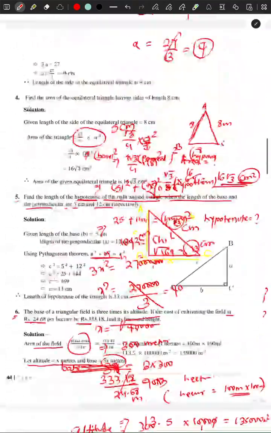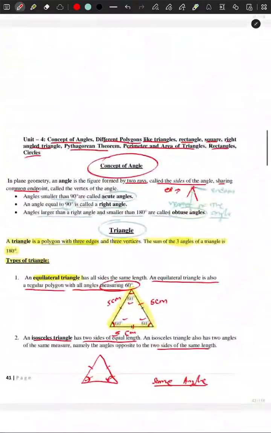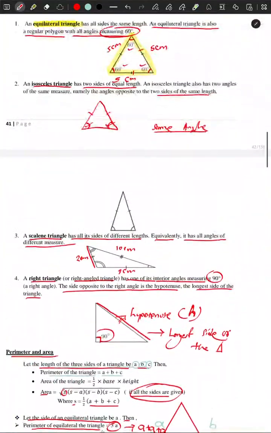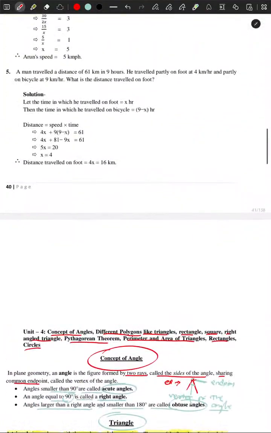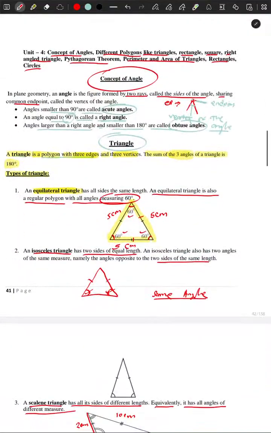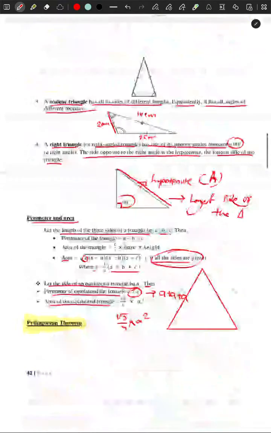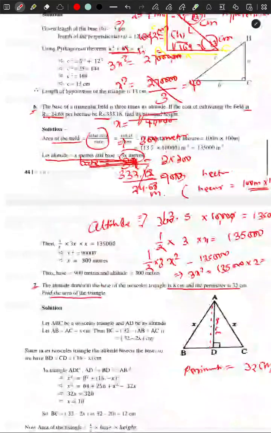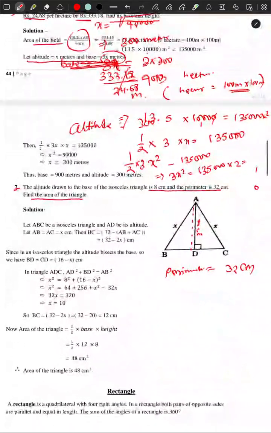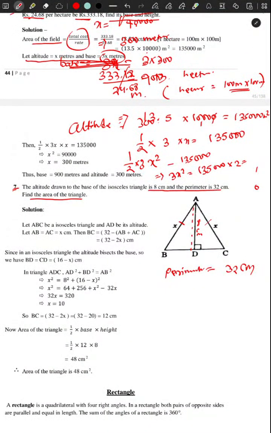Now, in the starting of this session, we talked about the isosceles triangle. An isosceles triangle has two sides of equal length, and also two angles of the same measure. These two angles are the same measure.